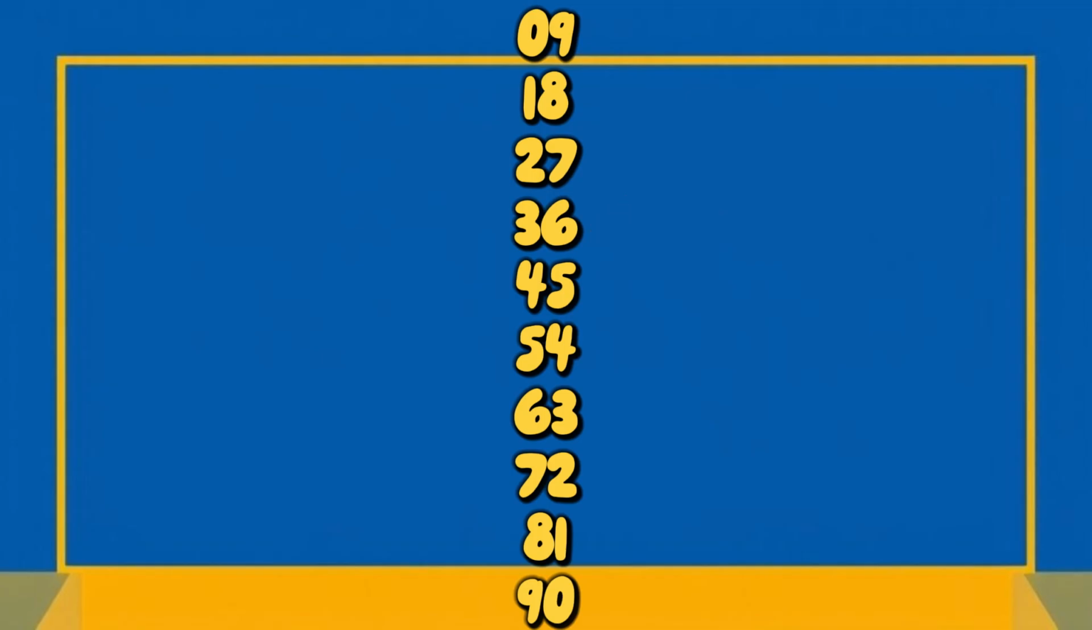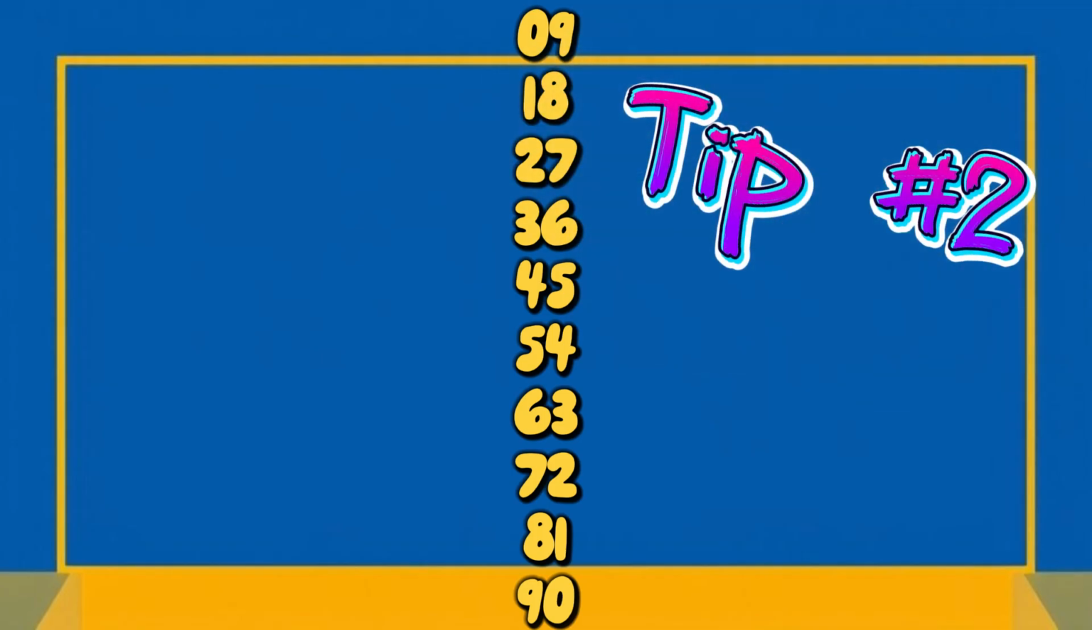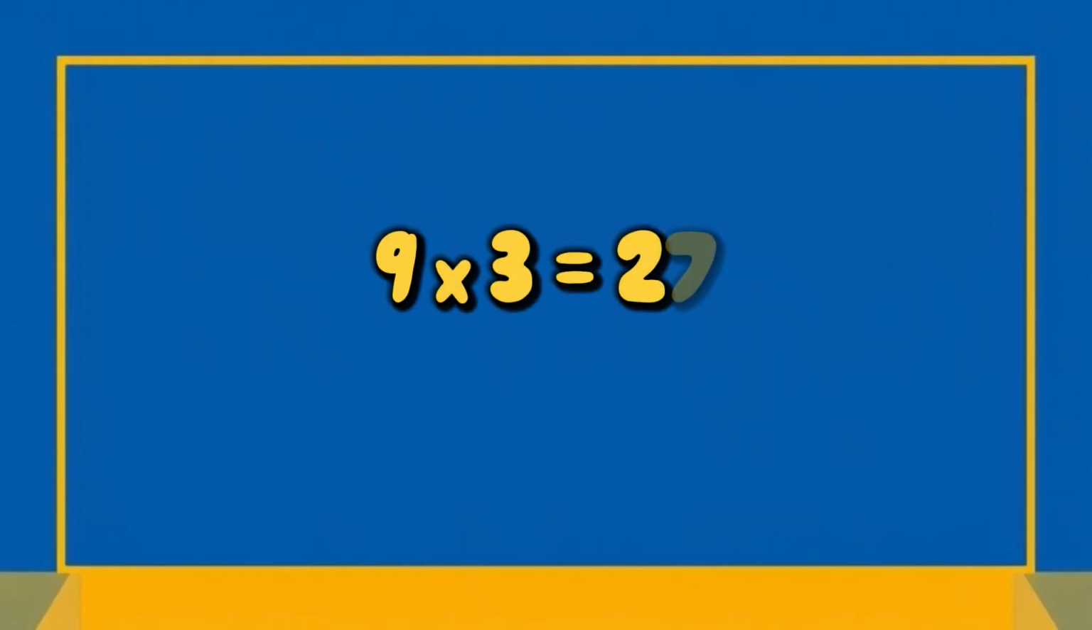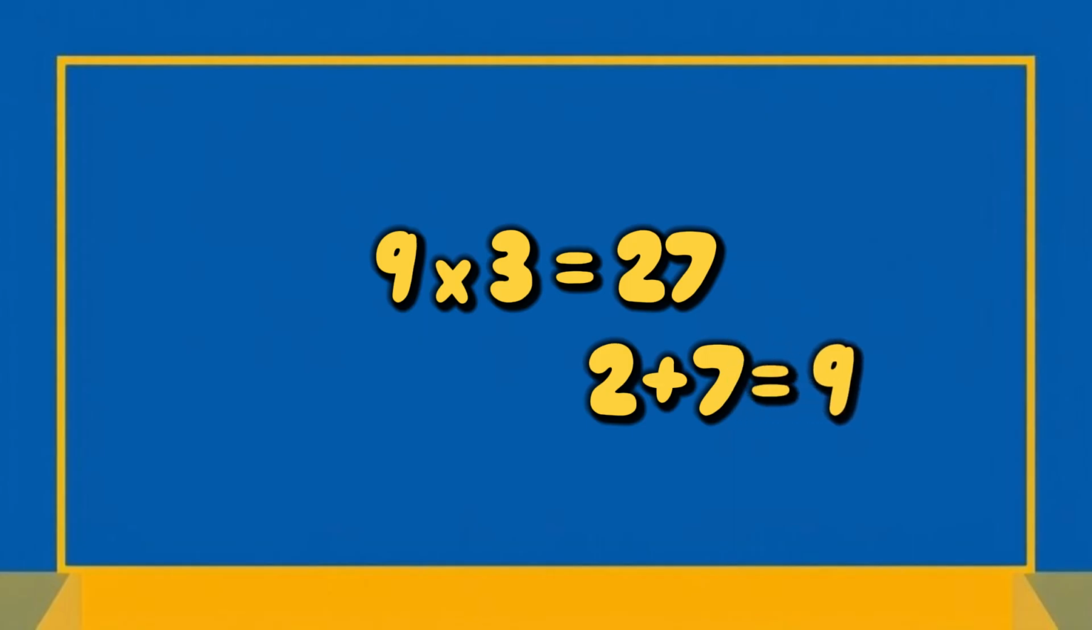Well, something else cool about the 9 times table. The digits in every answer from 9 times 1 to 9 times 10 always add up to 9. Let's look at an example. 9 times 3 equals 27. Add 2 and 7 together. What do you get? That's right, it's 9.